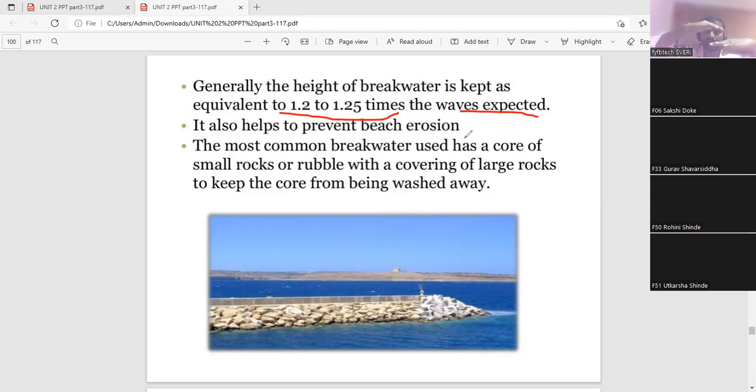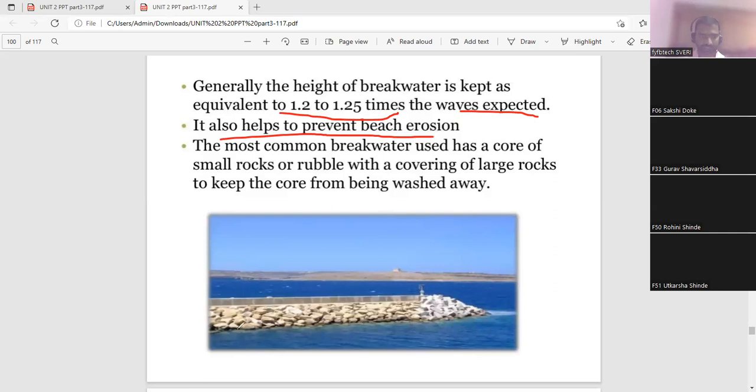If five times the high wave comes, then my breakwater should be higher than that, five times 1.25 times higher. So that will protect the inside of the breakwater. It also helps prevent beach erosion.